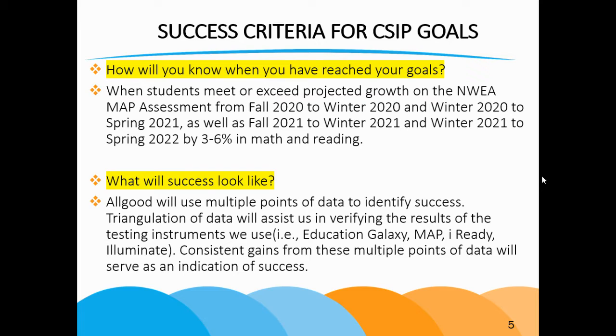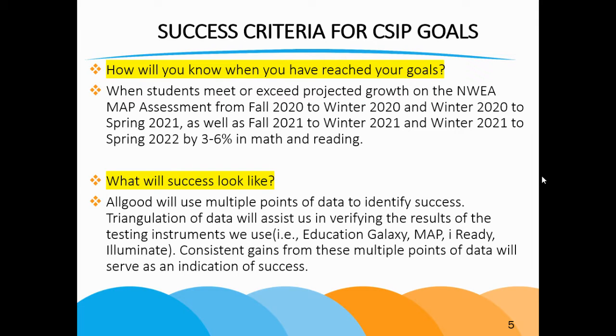Success criteria for the CSIP goals. How do you know when you have reached your goals? When students have met or exceeded the projected growth on the NWEA MAP assessment for fall 2020 to winter 2020 and winter 2020 to spring 2021, as well as fall 2021 to winter 2021 and winter 2021 to spring 2022, by 3 to 6% in math and reading.